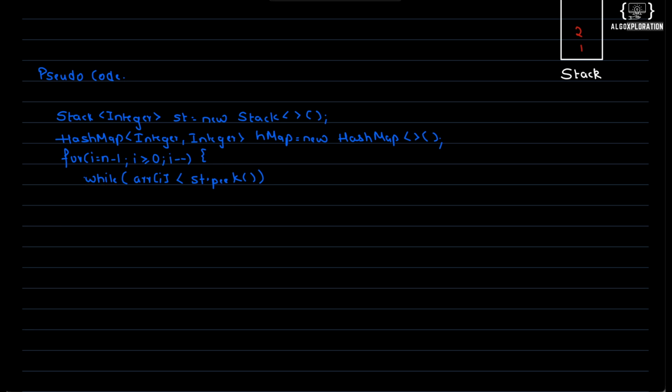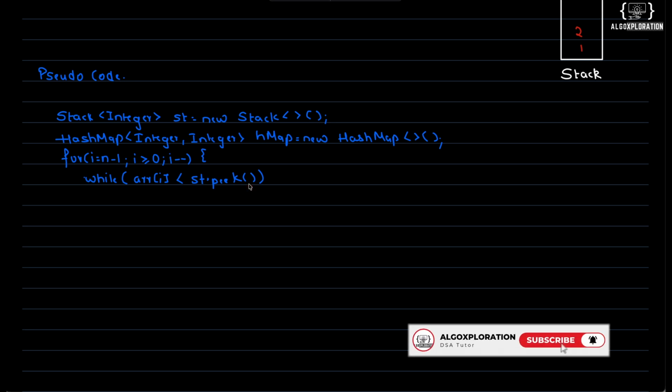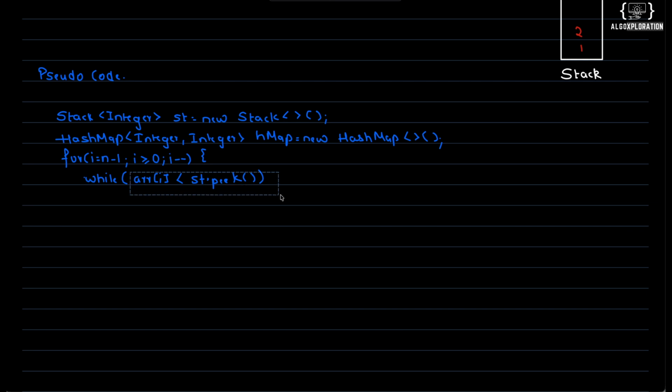Now over here, since I will be finding the top of the stack, it might happen that the stack is empty. So this will give us an error. Hence, I will first check whether the stack is empty or not. So stack dot size should be greater than 0. If it is, then I will move on to checking this. And if both conditions are true, then I'll pop the element from the stack. So this is for the while loop.